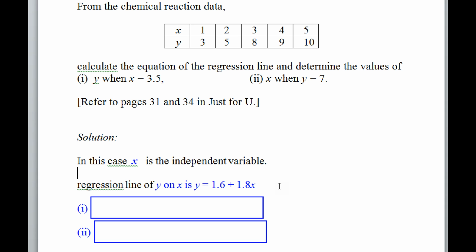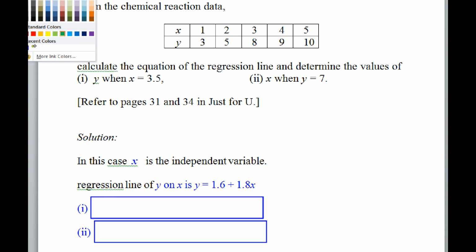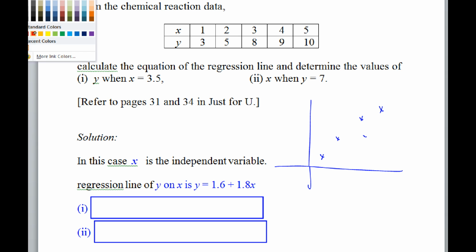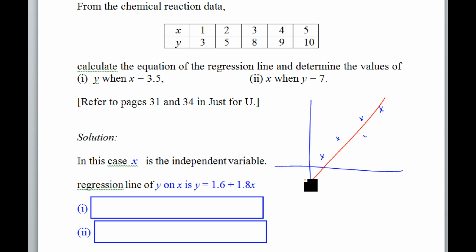Now graphically, this is what it means, right? Graphically, it means that you have 5 points, 1, 2, 3, 4, 5, and you draw a straight line. This is the best fit straight line. The equation of the straight line is 1.6 plus 1.8x. Of course, not a very good sketch, but that's what it means, right?